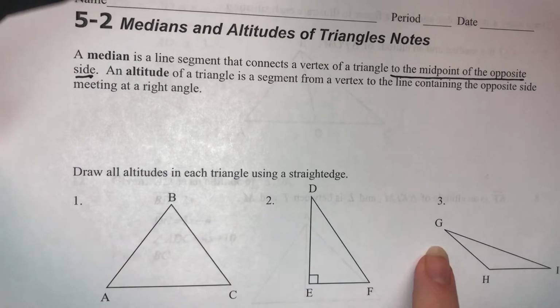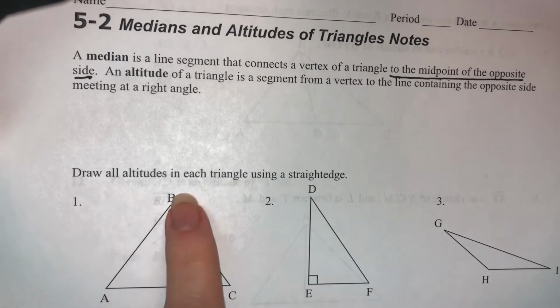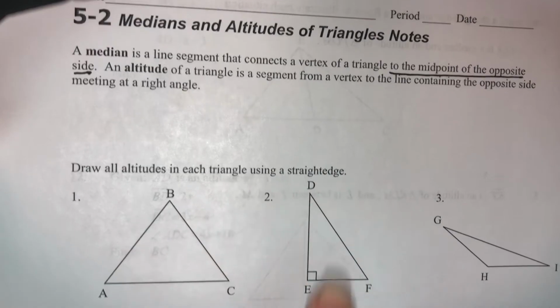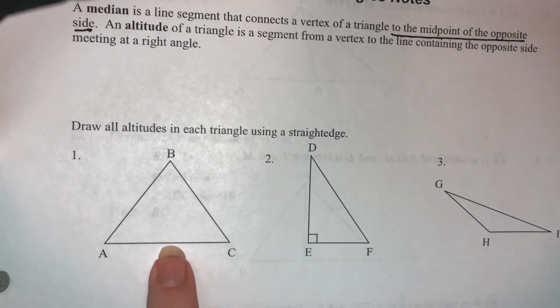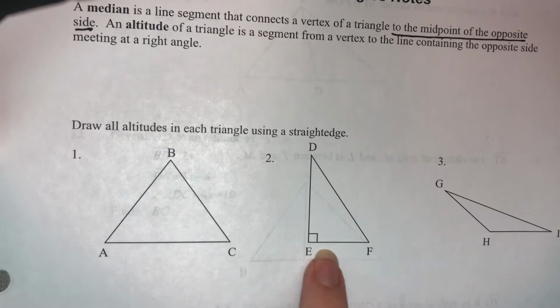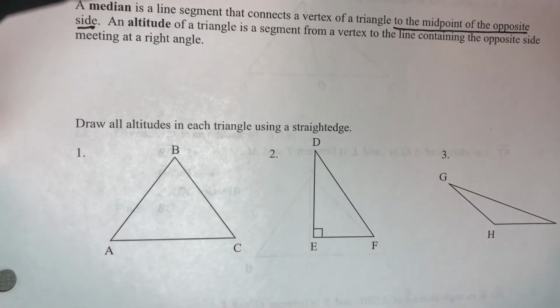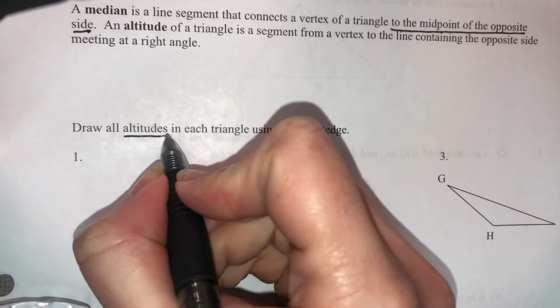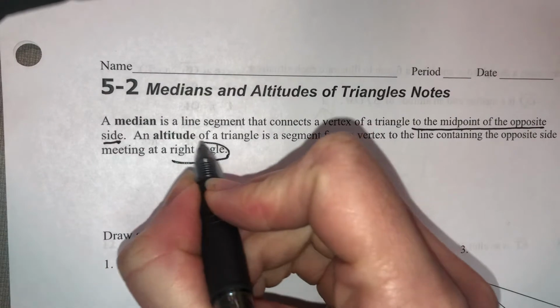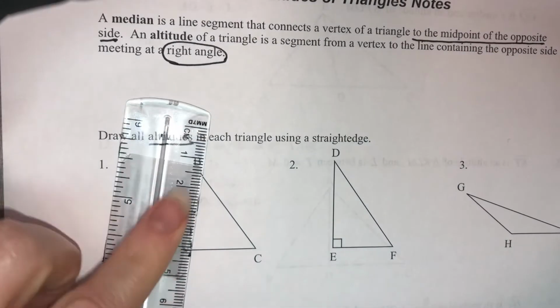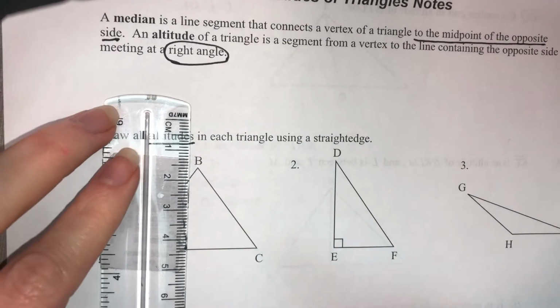On number 1, 2, and 3, we're supposed to draw all the altitudes in each triangle using a straight edge. And we have one acute triangle, one right triangle, and one obtuse triangle. So we'll take a look at what that looks like here. So for number 1, the altitude, if you'll remember, meets the line containing the opposite side at a right angle. Sometimes it's also called the height of a triangle.